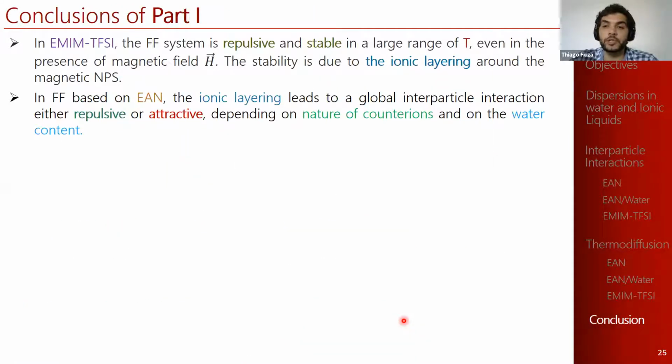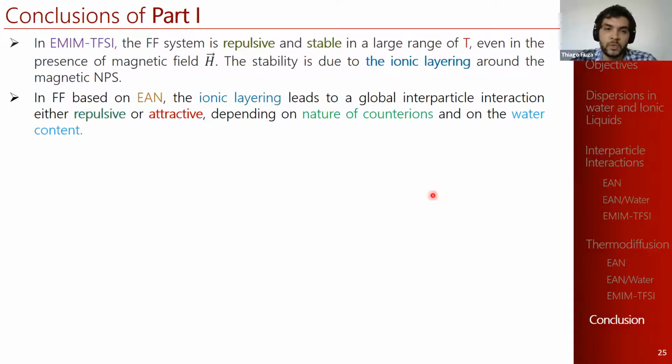So the conclusions of this first part regarding the interparticle interactions are that in the MN-TFSI, the system is repulsive and stable in temperatures up to 200 degrees. And also it is stable under the application of a magnetic field. This stability comes from the ionic layering around the particle. In EAN, this is also valid. We have a layering. However, it can be repulsive or attractive, which depends on the nature of the counterions and the water content.